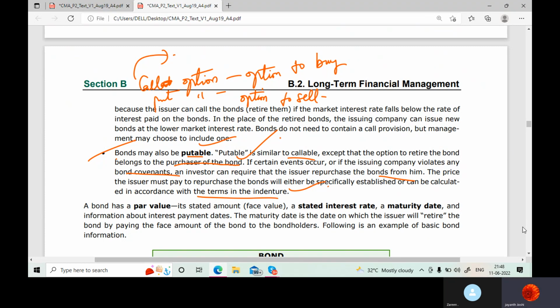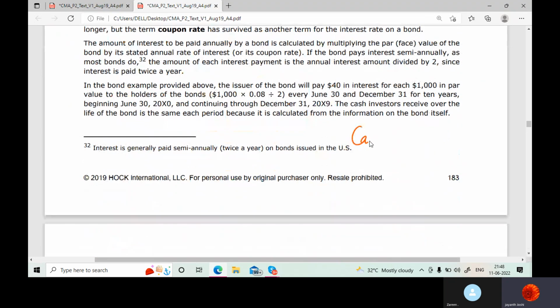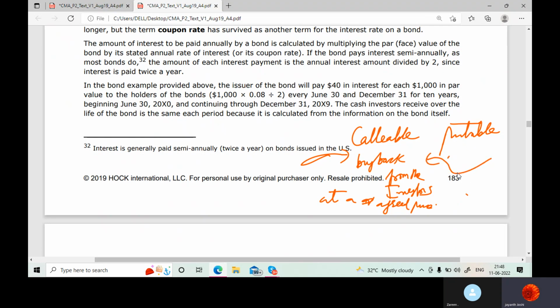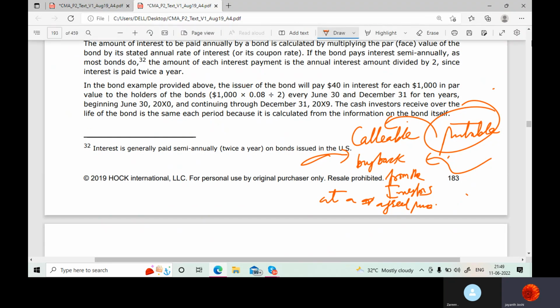So I'll explain the differences between callable and puttable. Callable: here the company, while issuing the bonds, also has the option to buy back the bonds from the investors at an agreed price. Puttable bonds are the option which the investors have to sell the bond to the company in the event of the company not making coupon payments timely or not repaying, or any kind of event happening whereby they think that their money is in danger. So they immediately can, because they have the option, ask the company to buy back the bonds from them at some price which they fix or as per the indenture already fixed.